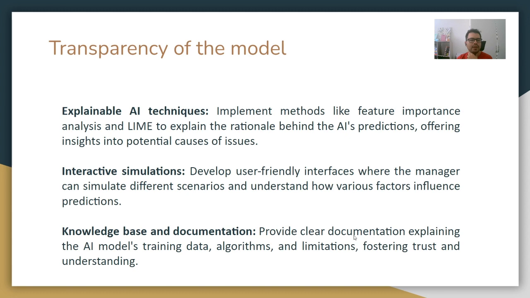All these are the ways that we can get the data that we need to train our model. About the transparency of the model, definitely we need to use explainable AI techniques. Always start with the easier model. In the interactive simulation, we can develop a user-friendly interface where the manager can simulate different scenarios and understand how various factors influence predictions. And finally, knowledge base and documentation. We can provide clear documentation explaining the AI models, training data, the algorithms that we use to train our model, and obviously limitations, fostering trust and understanding.